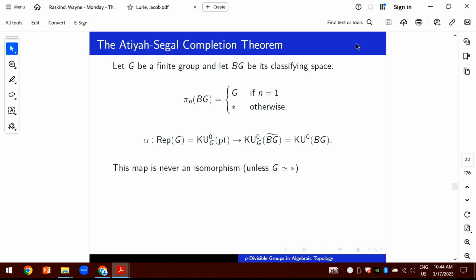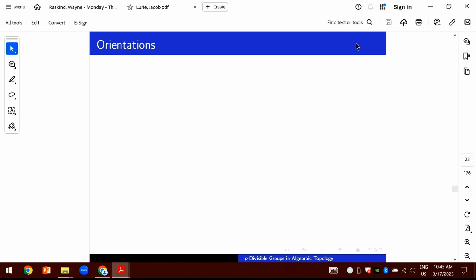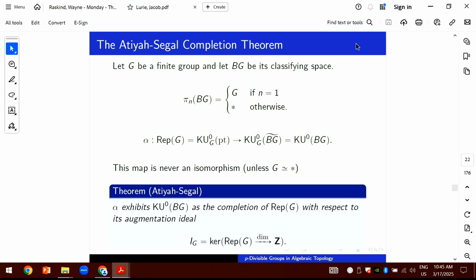This is the subject of a theorem which, in this incarnation, I think is due to Atiyah, and Segal proved a generalization of this. This map exhibits the K-theory of BG as a certain completion of the representation ring. Namely, you complete it with respect to its augmentation ideal, the ideal in the representation ring consisting of representations of dimension 0. I would like to take this theorem and meditate on what it's saying in the language of p-divisible groups.